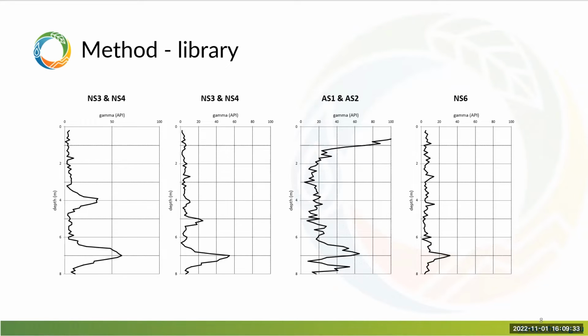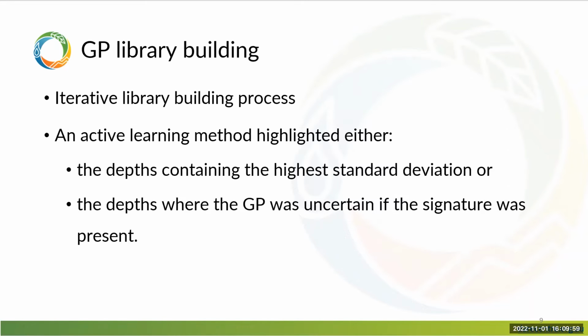When training a GP, in this particular case, we use a library of signatures that contain both the desired signature, which is given an output of 1, and examples of other signatures, which are given an output of 0. So this is part of the library for an NS3 and NS4 signature. You can see two positive examples on the left, as well as two examples on the right of other features which are negative in this particular case.